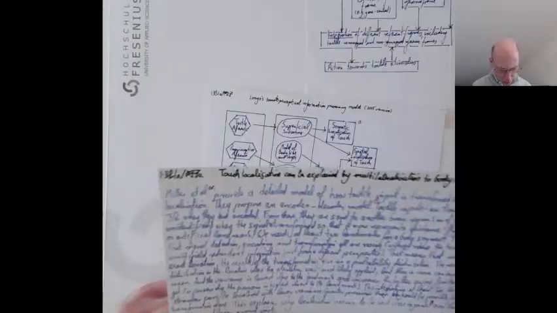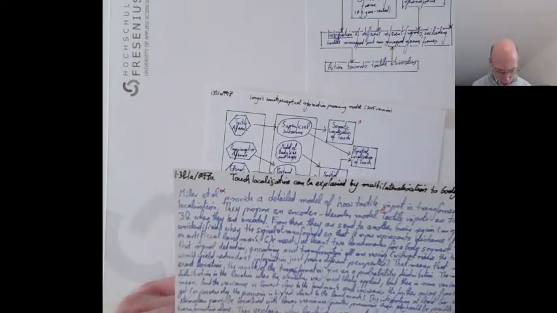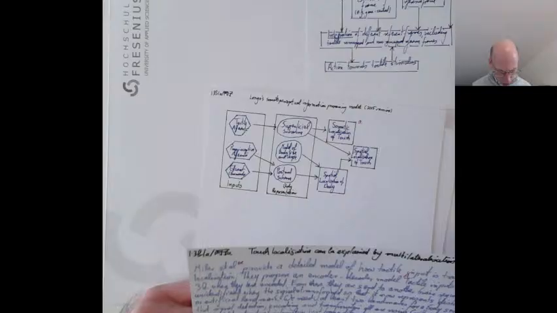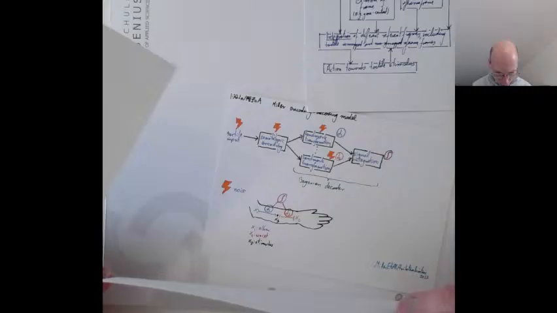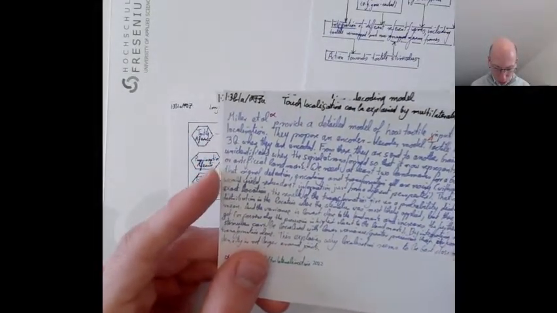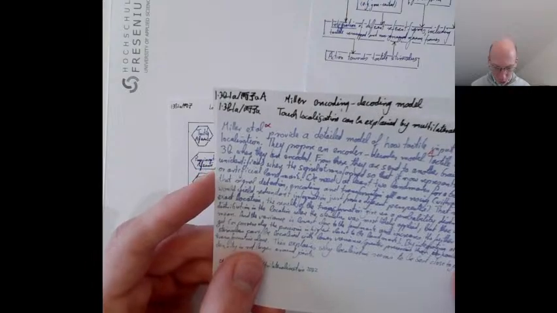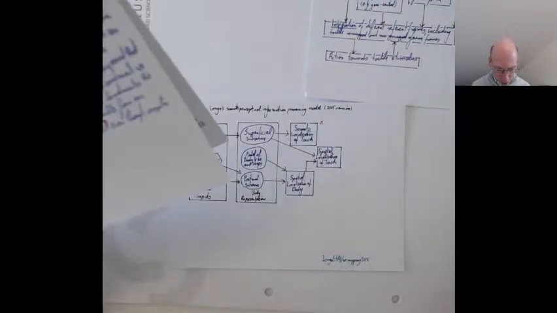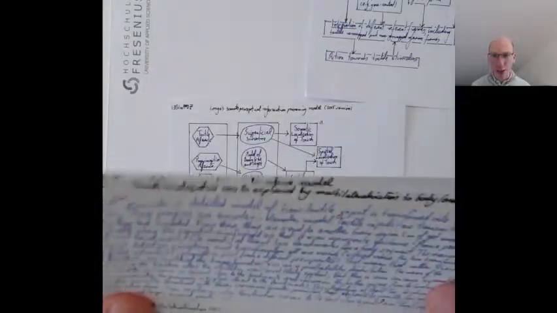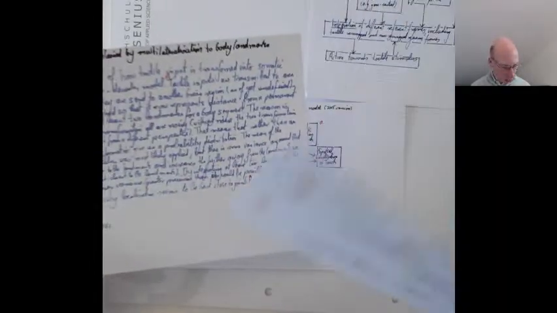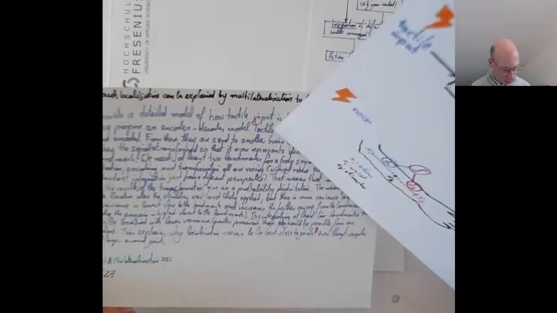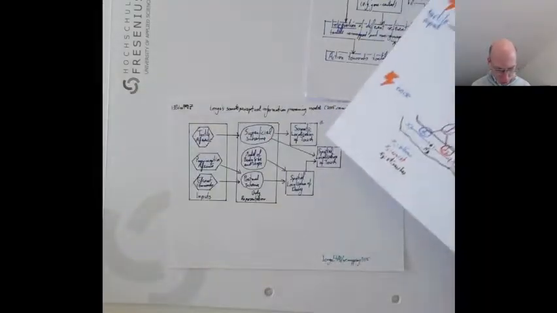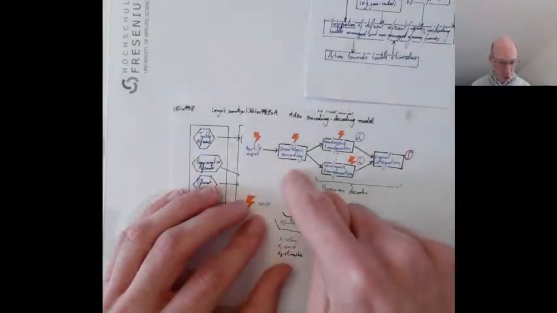And what does it actually say? Touch localization can be explained... That doesn't make any sense. No, it does. Okay, these two belong together. Then it makes sense. Touch localization can be explained by multilateralization of body landmarks. Okay, great. We're getting to that anyway. So I'm not going to go into any more details right now, but this essentially links these two together.